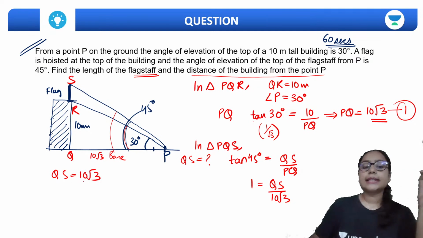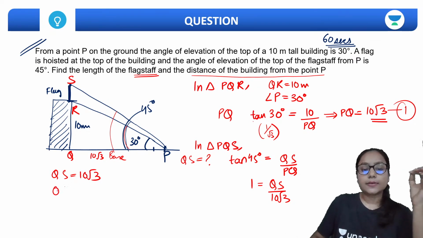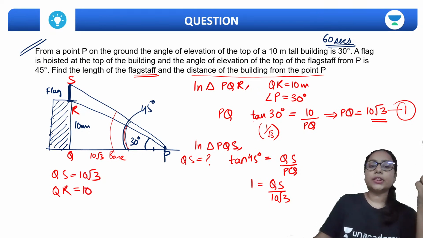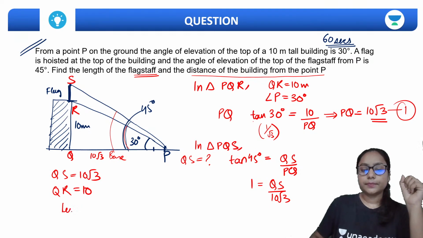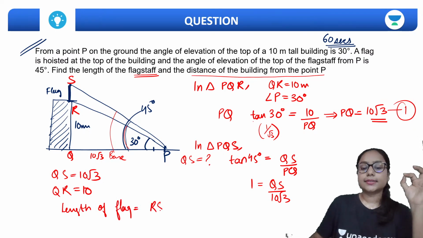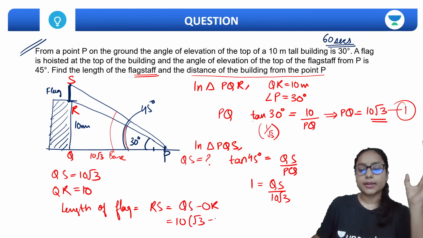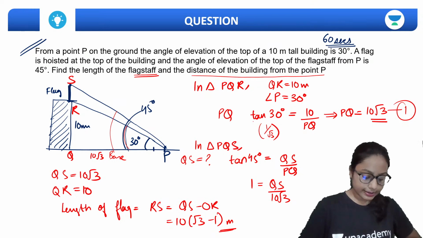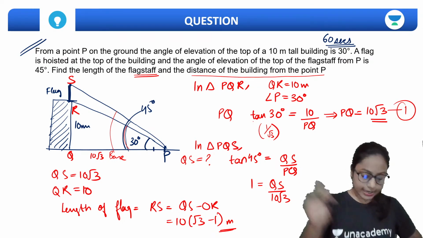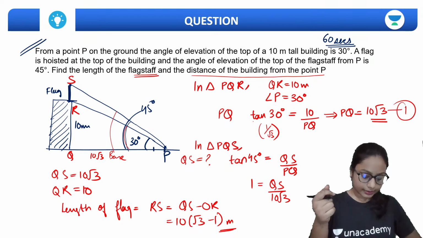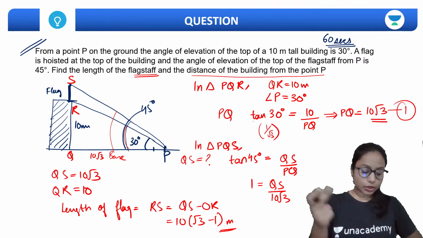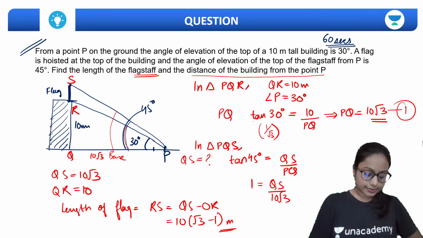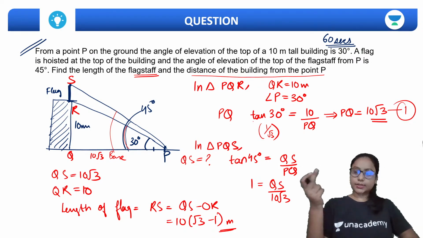Okay, so QS is 10 root 3 and we have QR is 10. So what is the length of the flag? Length of flag will be RS, which is QS minus QR, which means 10 into root 3 minus 1. Correct. So I think some of you gave the right answers earlier. Let me check. Yes, Ankit, correct answer. Yes, Harshita also, right answer. Okay. Yes, Sonam, correct answer.